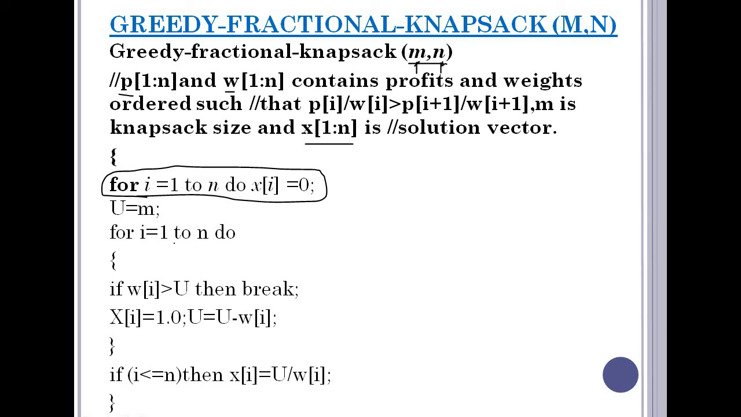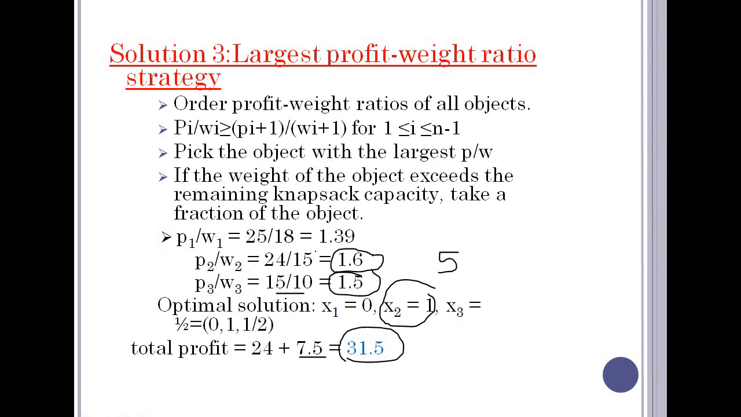Now we will take one input and check whether it is a feasible solution. If it is, I can add it to my optimal solution. So for i equal to 1 to n, I check whether the weight is greater than u, in which case I have to break. Otherwise, I can take the whole object and subtract its weight from u. In the previous example, we took the second object first.